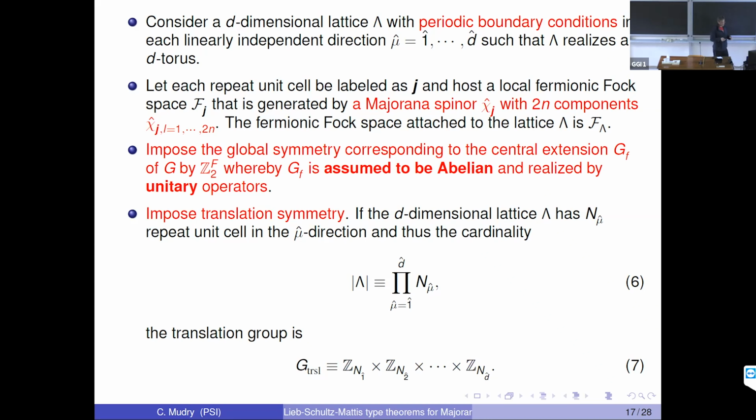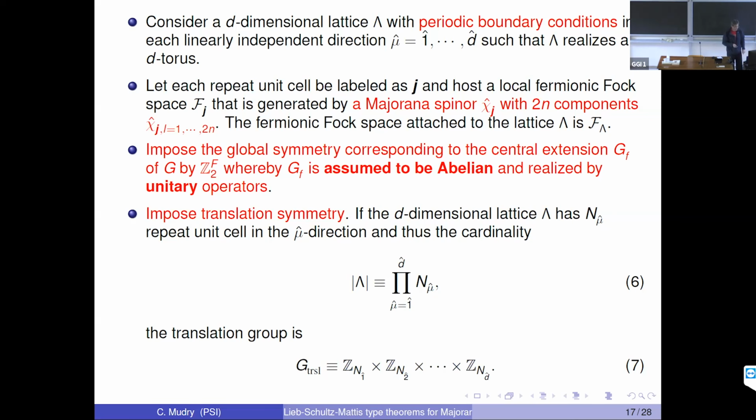Now the point is that the group GF is not necessarily the direct product of G by Z2F. It can be more than that. It doesn't have to be. Essentially, if you give me G, the group, and Z2F, fermion parity, GF, the central extension, is all the possible ways of making a new group out of the two groups G and Z2F. But now I'm assuming that whatever the outcome of gluing G and Z2F is, this outcome GF is assumed to be abelian and realized by unitary operators. I stress that this is only needed for the proof to work in higher D, but in 1D with fermionic matrix product states, I do not need to make those assumptions.